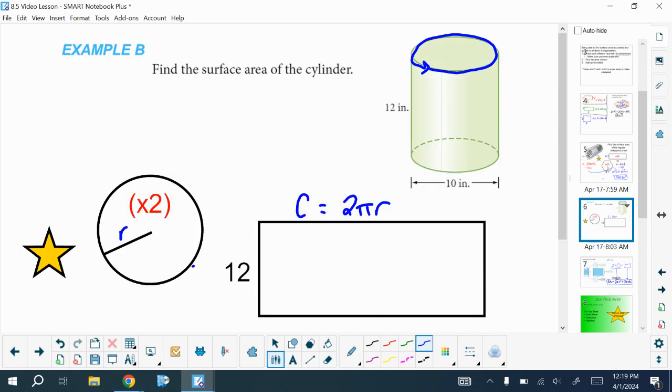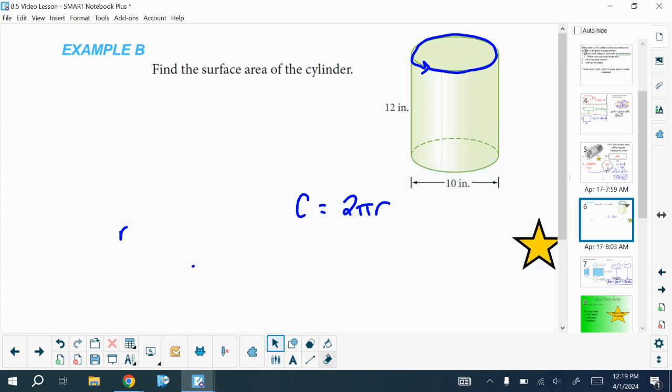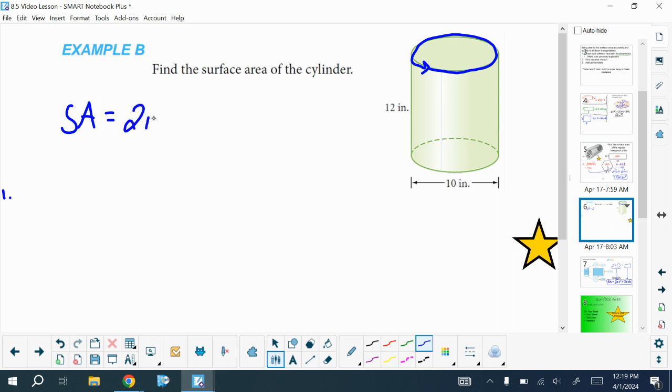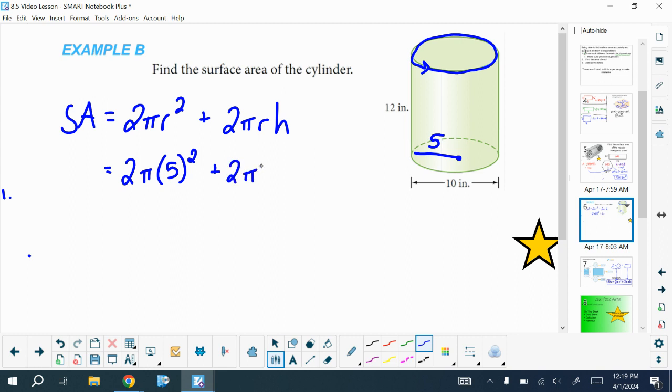So now, let's go ahead and go back to this. I'm going to get rid of this picture now. And in this case, since we have that nice formula, I'm just going to show you how to do that with just the formula. Surface area equals 2 pi r squared plus 2 pi r h. And I'm just going to start plugging in the numbers. 2 times pi. Now my radius is not 10. My radius is half of that. That's 5, because the 10 is my diameter. Plus 2 times pi times 5, and my height is 12.